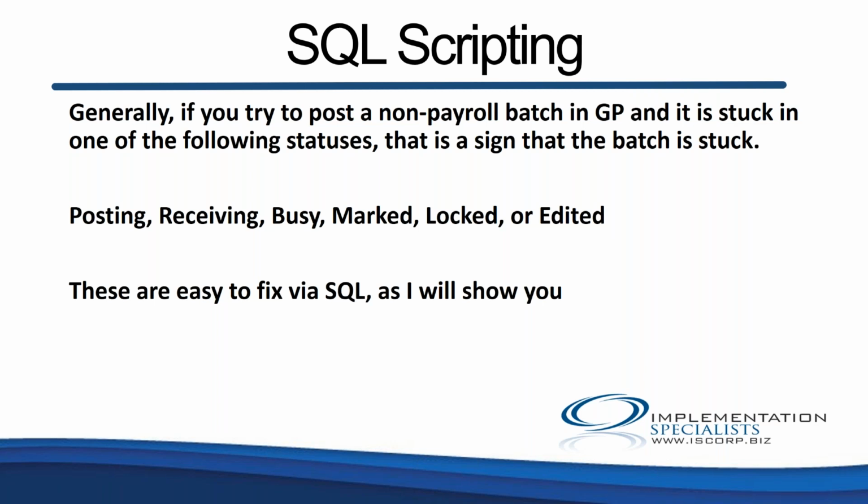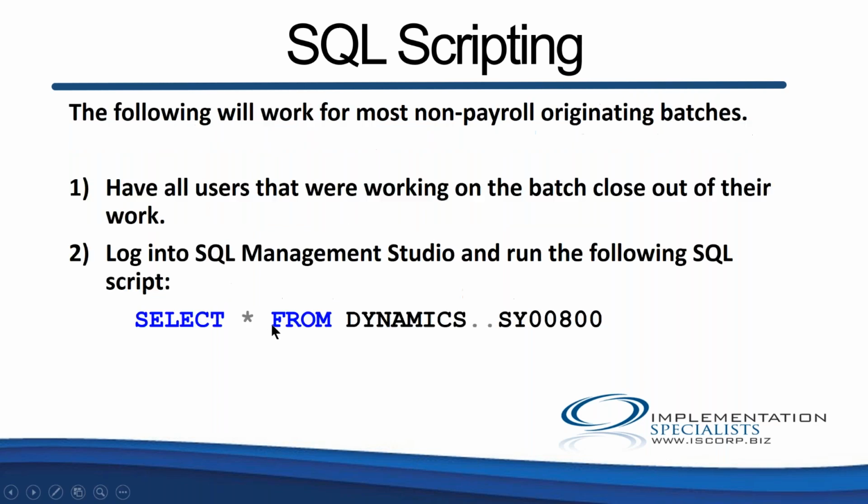Generally, if you try to post a non-payroll batch in GP, and it shows one of the following statuses when you go to try and post it, this is usually a sign that it is stuck. The status will be posting, receiving, busy, marked, locked, or edited. I'll show you those on the windows here in the demonstration. And these are easy to fix via SQL. Like I said, we'll run through the scripts, and then I'll show you a demonstration.